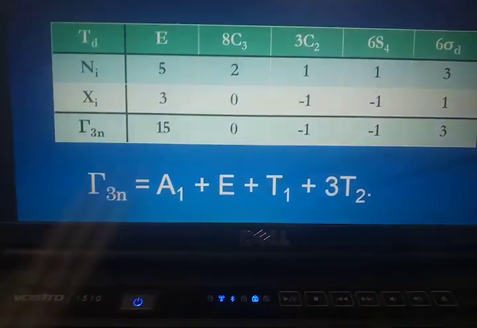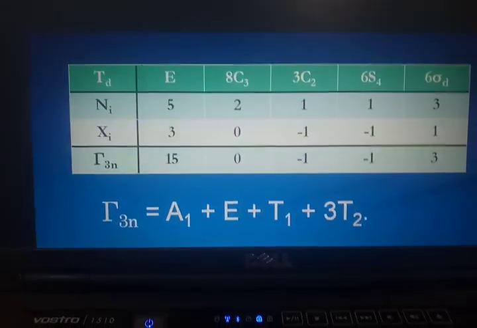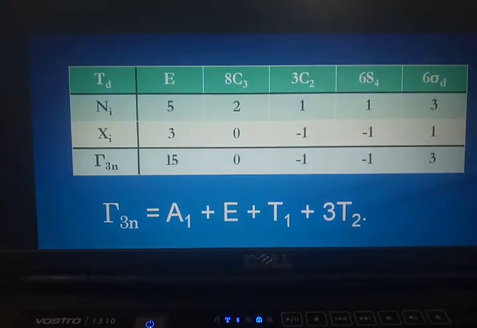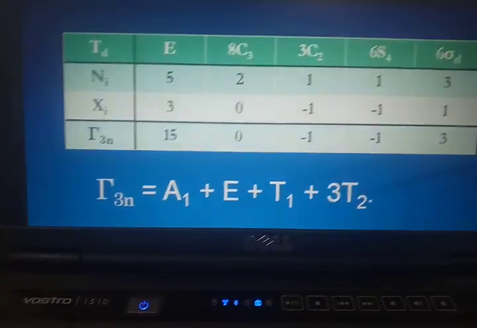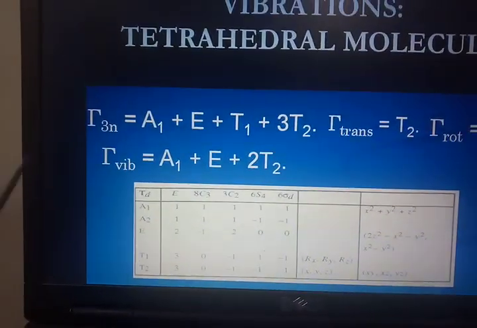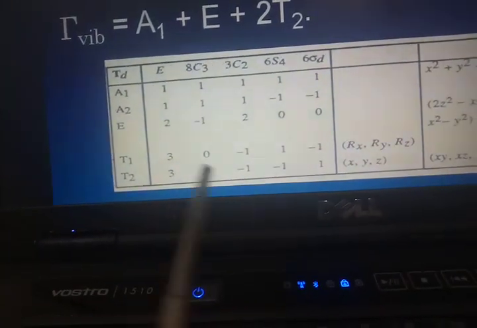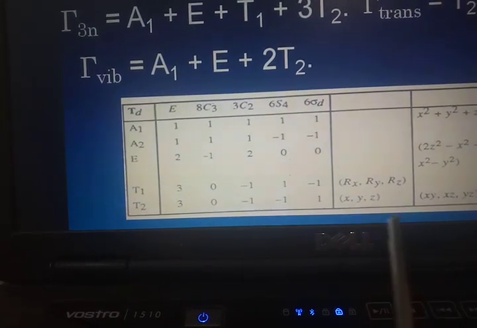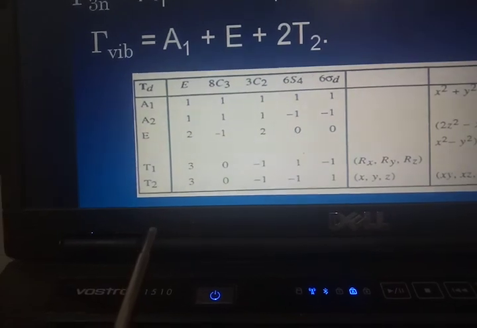As usual, just as we did for the triatomic molecule, once we find the complete degrees of freedom for the molecule, we subtract the rotational component and then the translational component. So among the complete 3n degrees of freedom, from the character table, we know that all the translational components correspond to unit vectors x, y and z, which correspond to the irreducible representation T2.